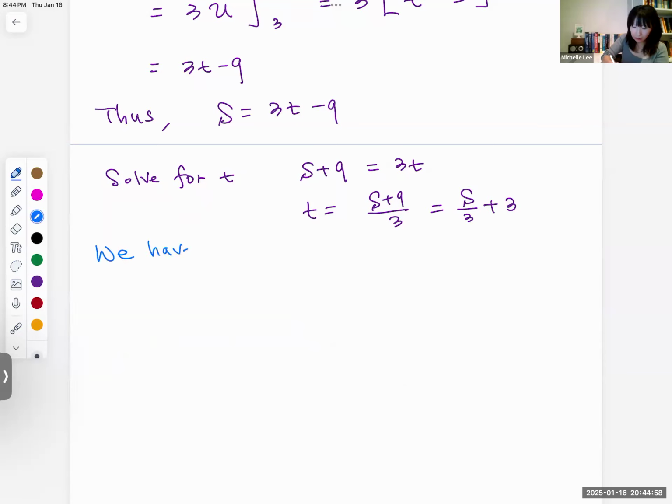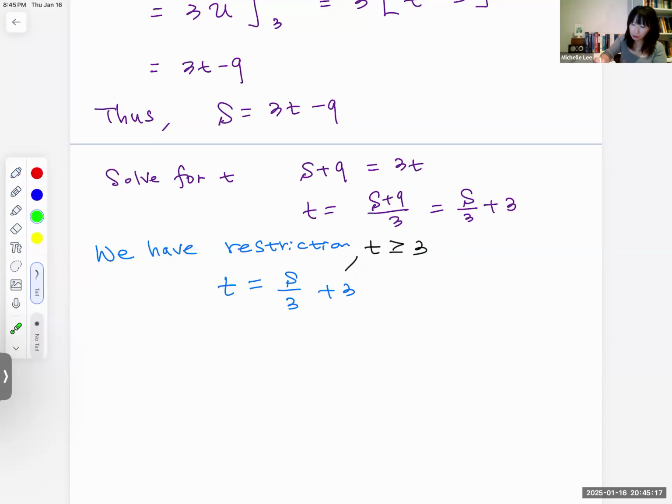We have a restriction, right? t is greater than or equal to 3. So look, we have t equal to s over 3 plus 3, right? So we substitute 3 equal to s over 3 plus 3.